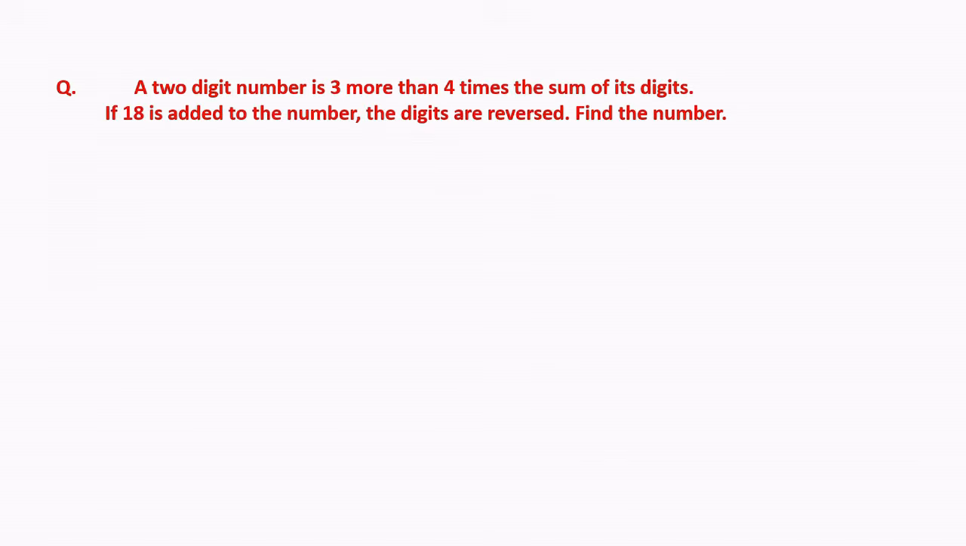Let's read the question carefully. A two-digit number is 3 more than 4 times the sum of its digits. If 18 is added to the number, the digits are reversed. We need to find the number.